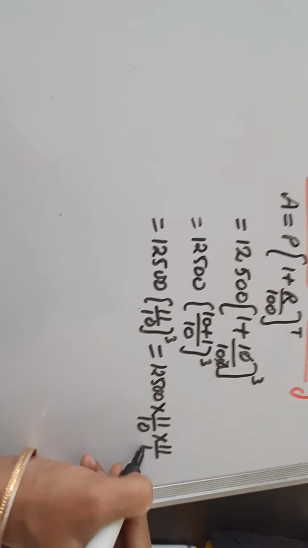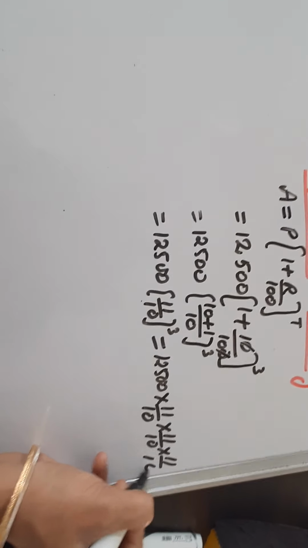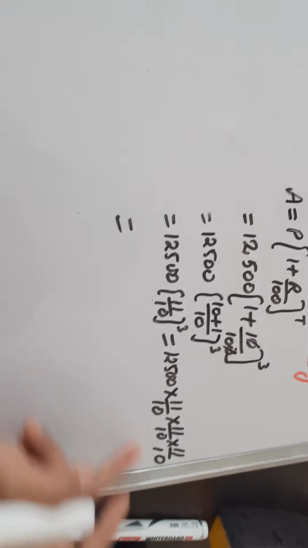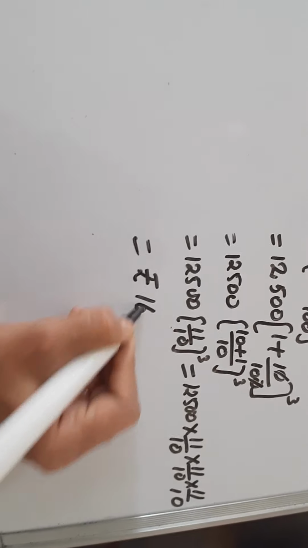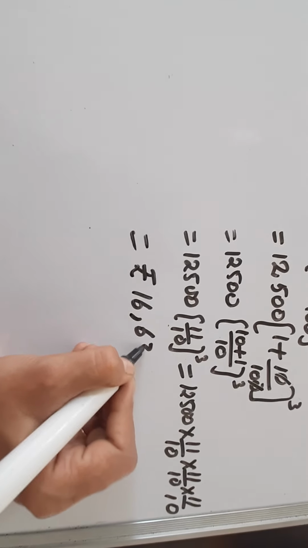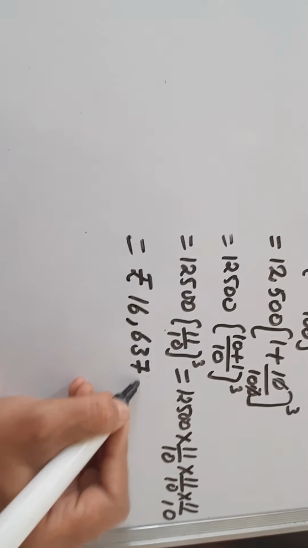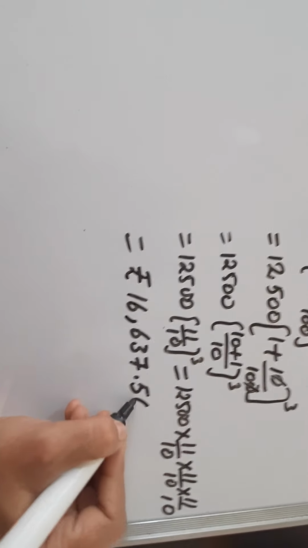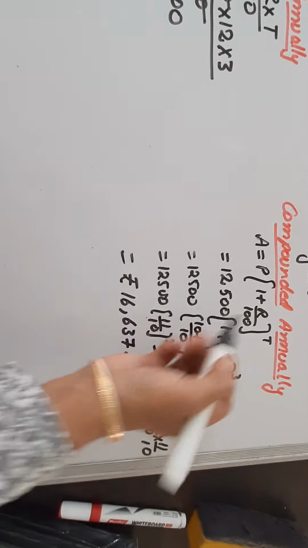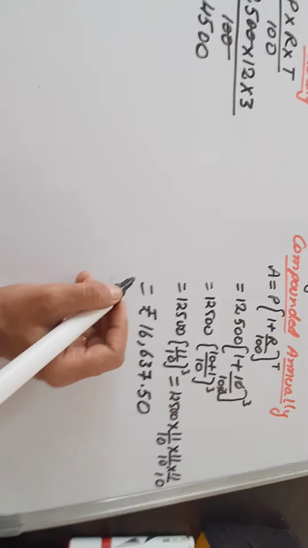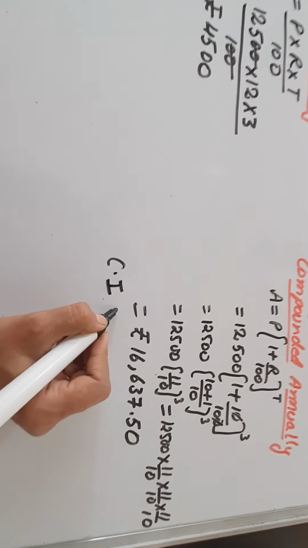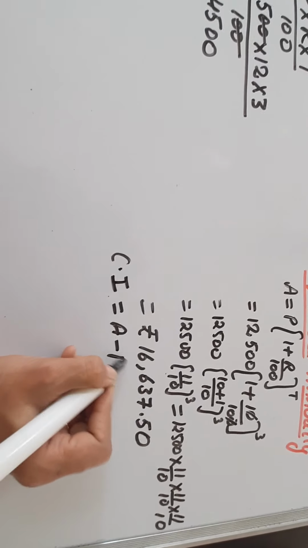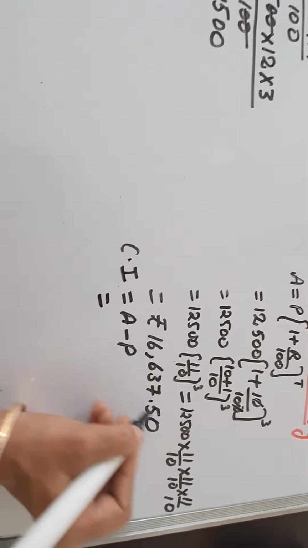You'll get 12,500 into 11 by 10 whole cube, and this whole cube can be written 3 times: 11 by 10 into 11 by 10 into 11 by 10. So dear students, by solving it, you will get the amount as rupees 16,637 and 50 paisa. So this is the amount. Then what will be the compound interest? So the compound interest formula is C is equal to A minus P.